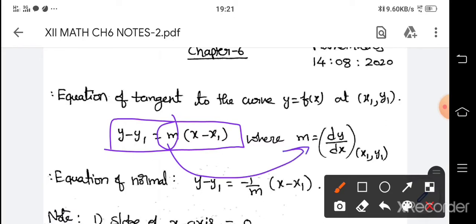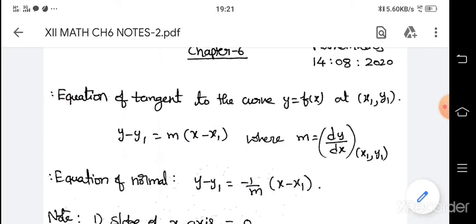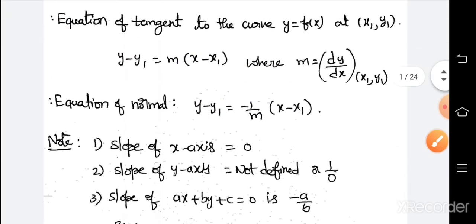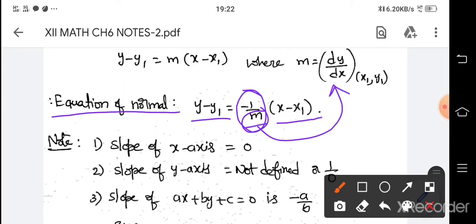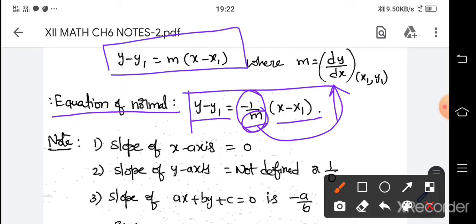If m is the slope of the tangent, what is the slope of the normal? The slope of the normal is -1/m. Remember. With the help of -1/m, you can find the equation of the normal: y - y1 = (-1/m)(x - x1), where m is the slope of the tangent and -1/m is the slope of the normal. With these two equations, the equation of the tangent and the equation of the normal, you can easily find the equations of normals and tangents.